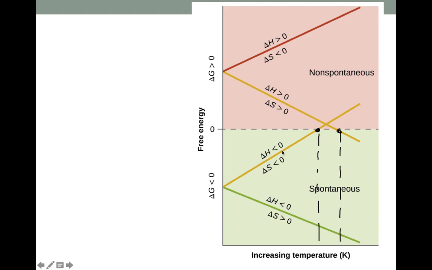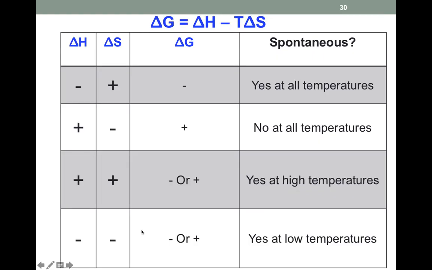Here I have delta H negative and delta S negative. If it is at high enough temperatures, it will be non-spontaneous. Once it drops below a certain temperature, which would depend on the values for H and S, it will then become spontaneous. If delta H is negative and delta S is positive, at all temperatures it will be spontaneous. So what would that look like in your table?